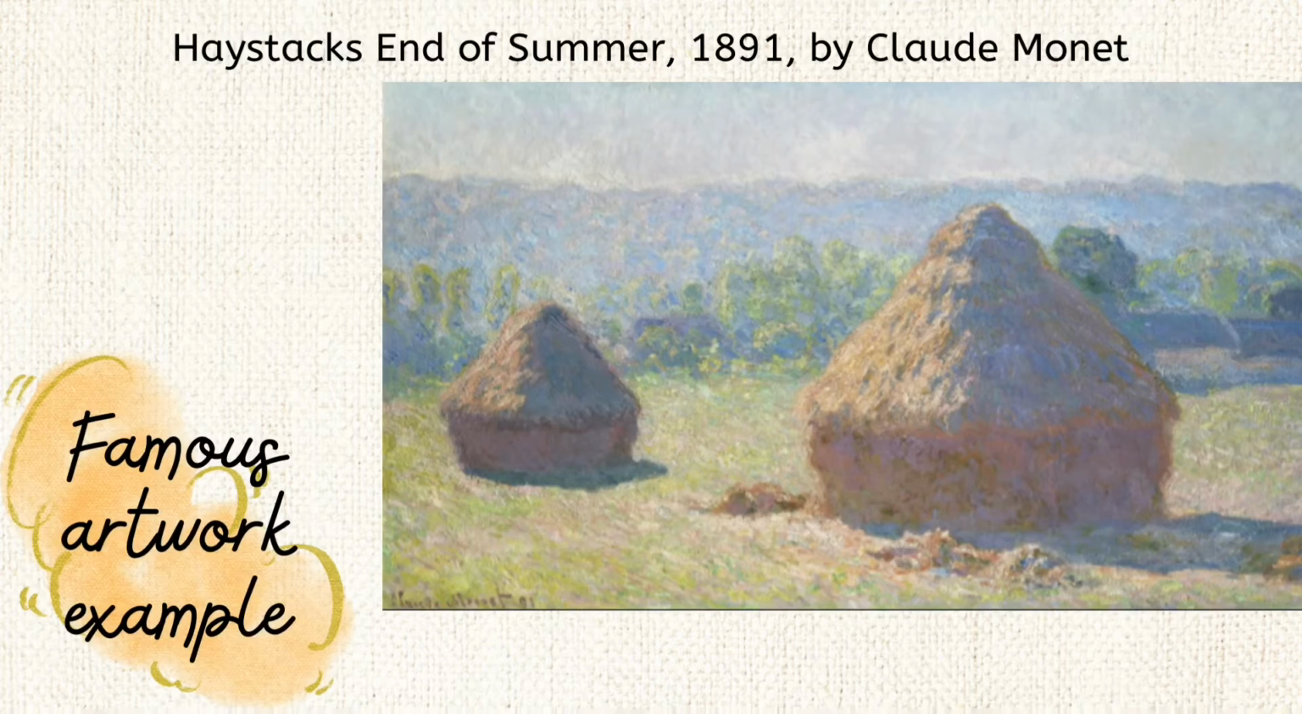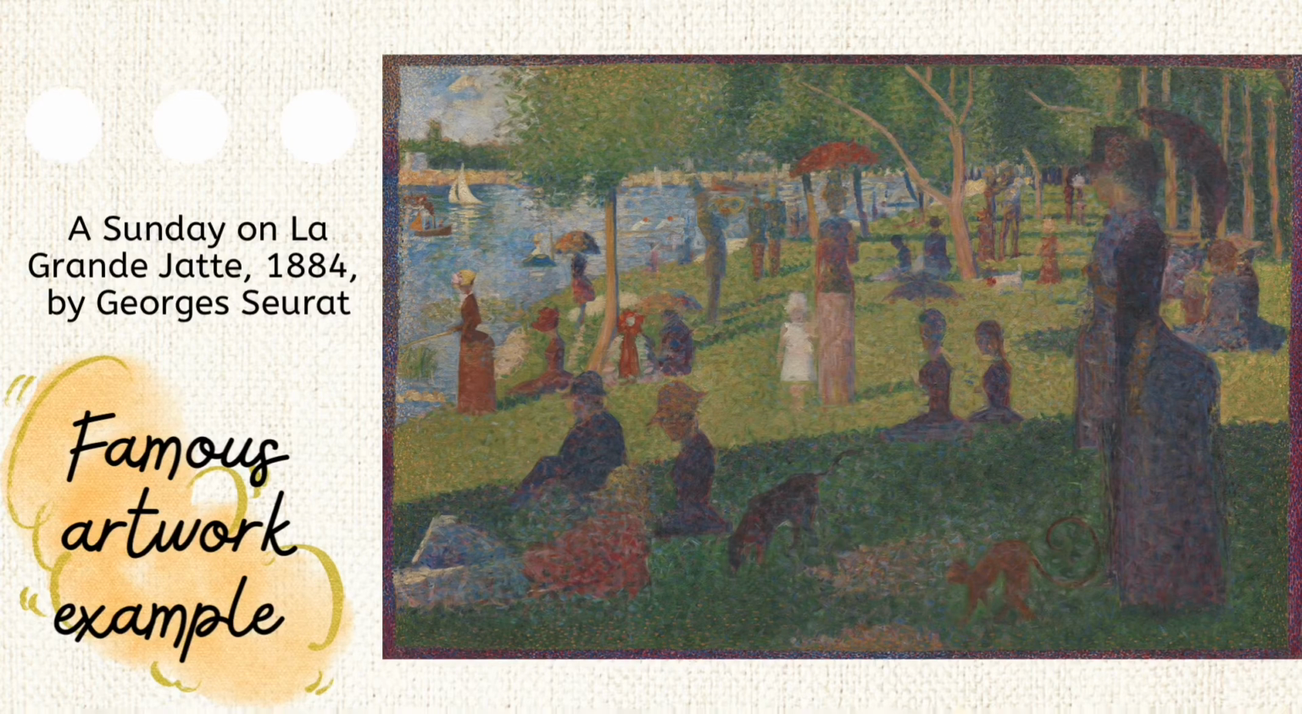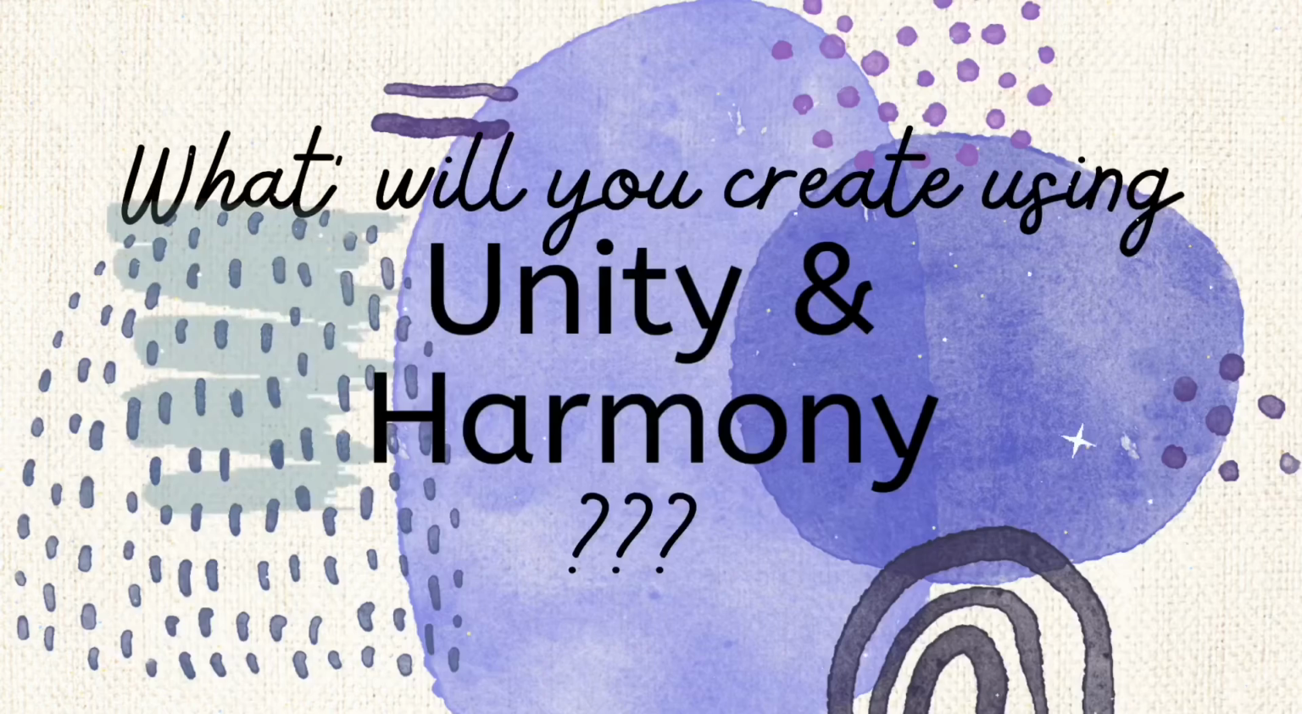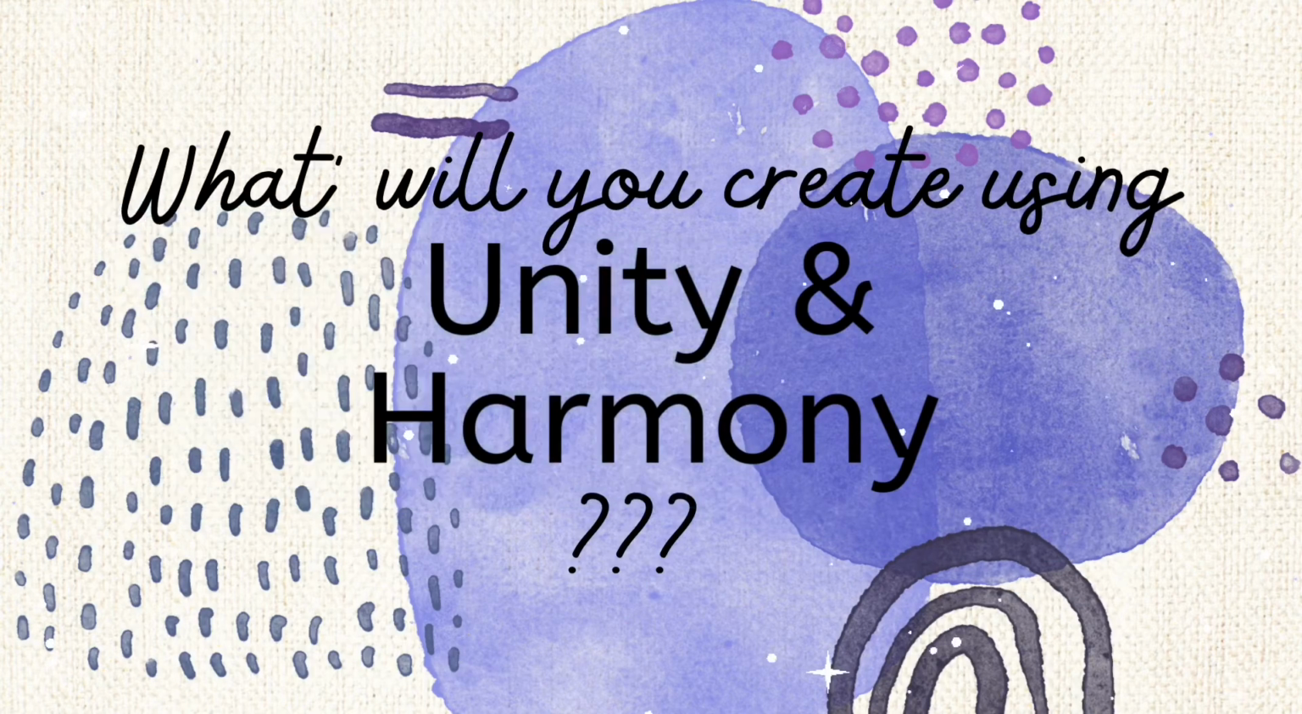Let's look at some famous artwork examples. Is this painting by Monet an example of unity or harmony? Look closely. What do you see repeating in this work? Look at this painting. What art elements do you see repeating? Is it an example of unity or harmony? What will you create using the principles of design, unity, and harmony?